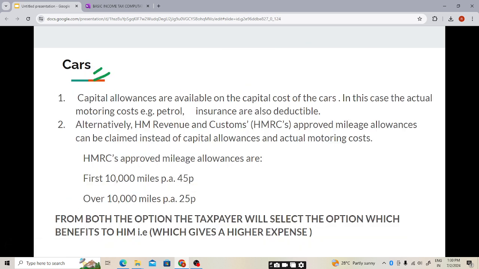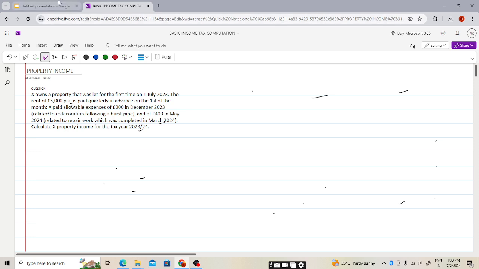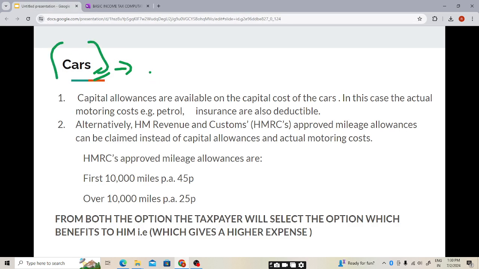So now coming to cars. Before starting our question, we'll be doing the basic concept for cars also, so that we can solve 2 to 3 questions of each topic or of all the topics.